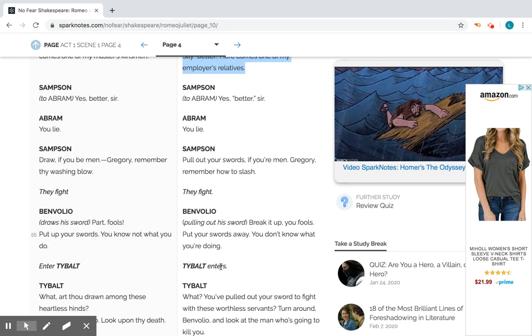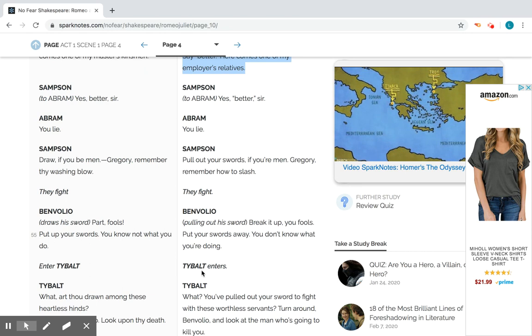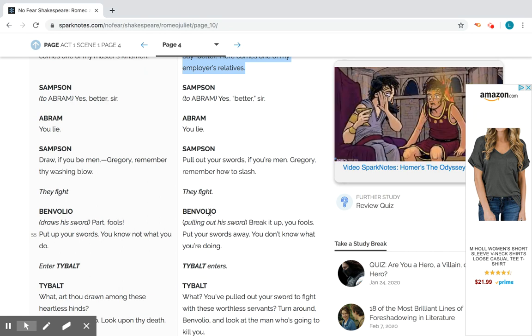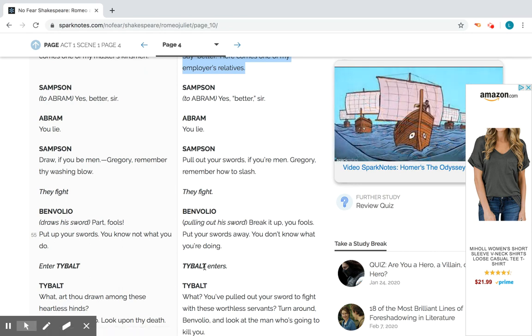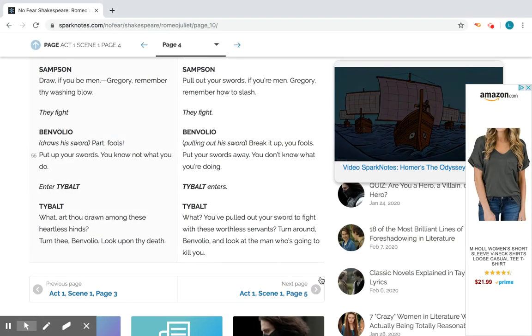So now we have the next character enter. This is Tybalt. Tybalt is a Capulet. He is Juliet's cousin. And so Benvolio is a nephew of the Montagues. It's Romeo's good friend. And now Tybalt enters, and he's Juliet's cousin.